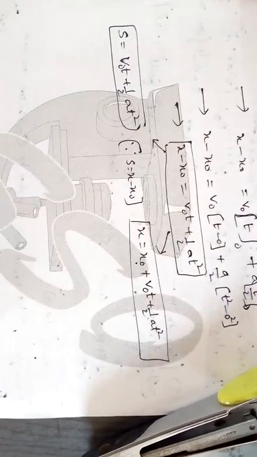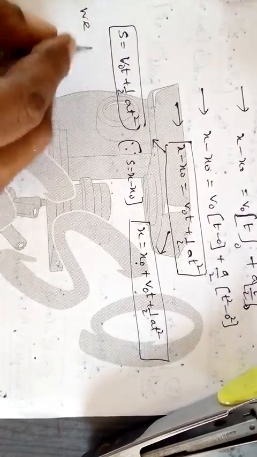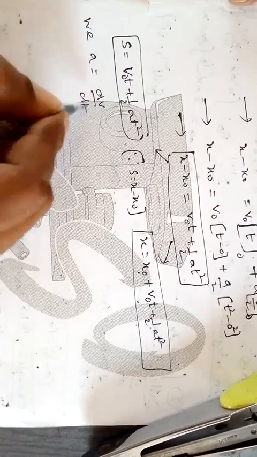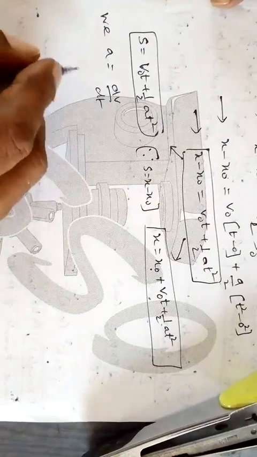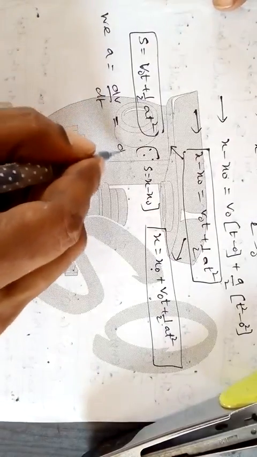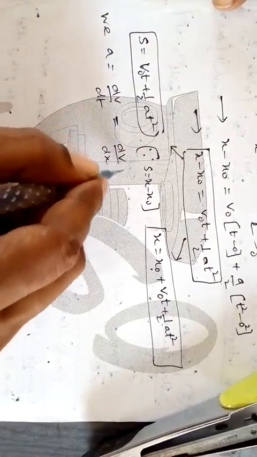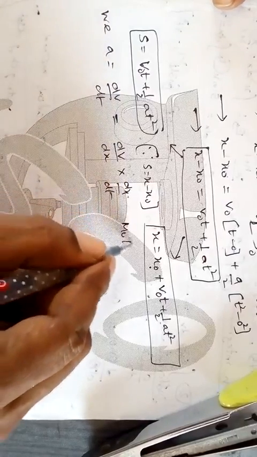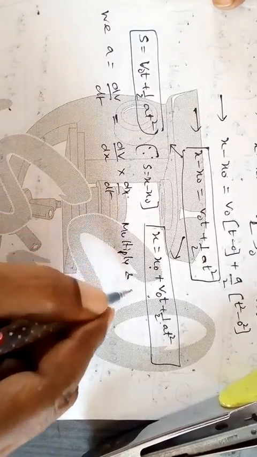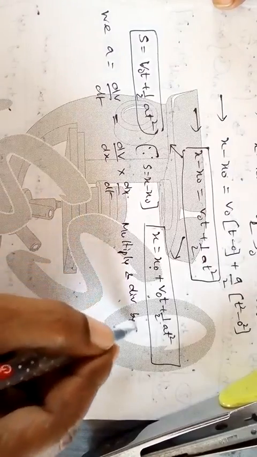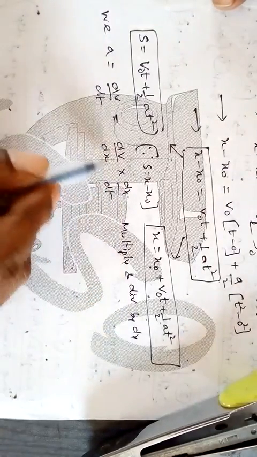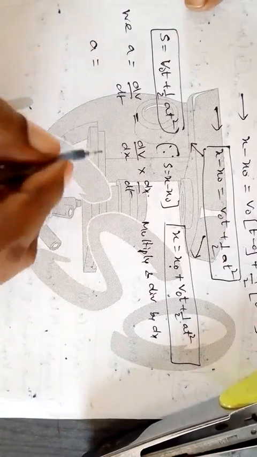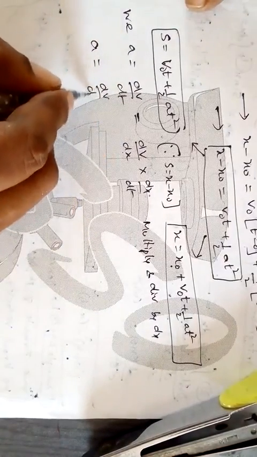Next, the third one. We know a is equal to dv by dt. We can write like this here. This is equal to dv by dx into dx by dt. What did I do? Multiply and divide by dx. Multiplying and dividing by dx makes no difference.